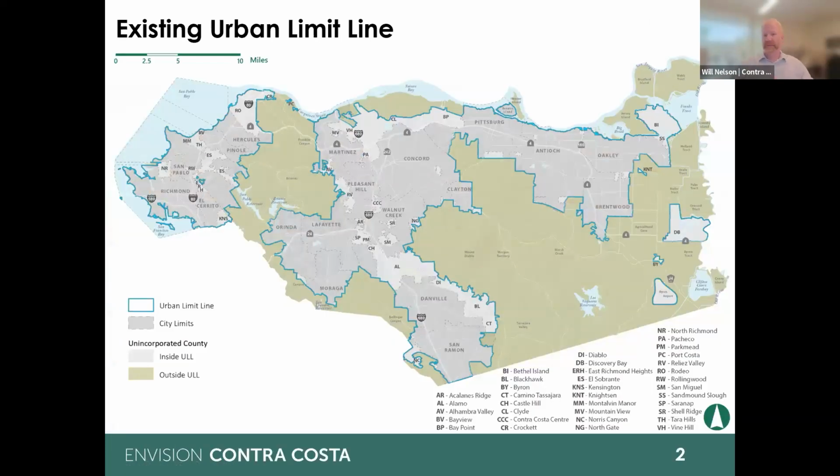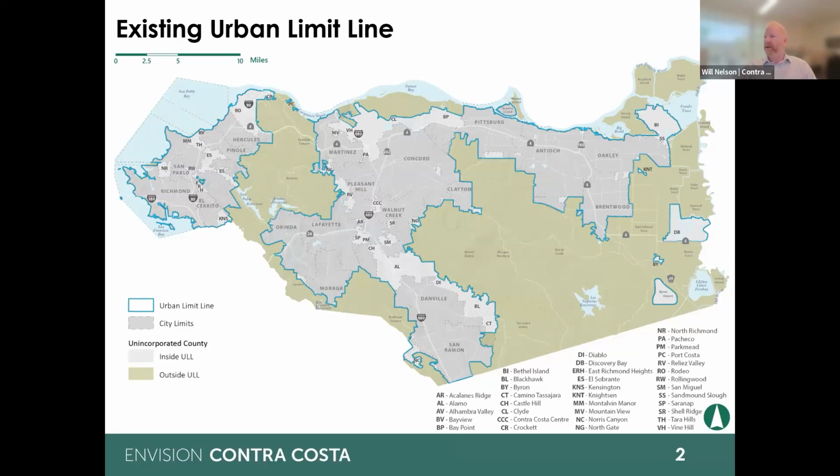Okay, so I'll start off by introducing everyone to the urban limit line. This is the existing line as it stands today. This is the line that was approved by voters back in 2006 with two adjustments made by the Board of Supervisors since then. You can see the line. It's the blue line on this map.